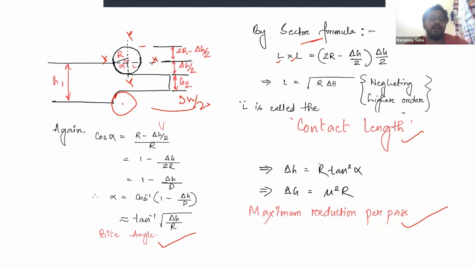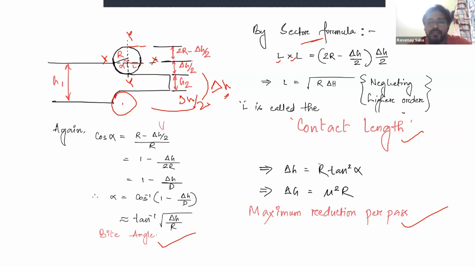So in that case, del h by 2 plus del h by 2 should be your total reduction del h. In one half you have del h by 2, and del h is h1 minus h2. If you are confused, this part is del h by 2, and twice r, that is the diameter of this roll, minus this part del h by 2 gives you this particular distance, 2r minus del h by 2. And this one is only del h by 2, as we discussed just now.